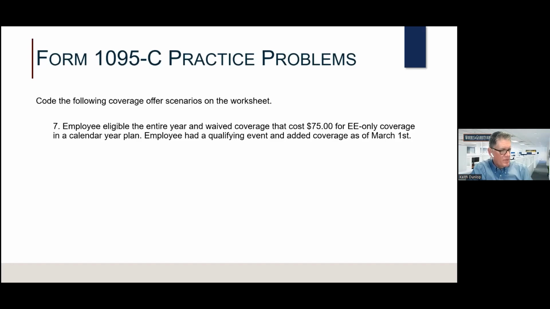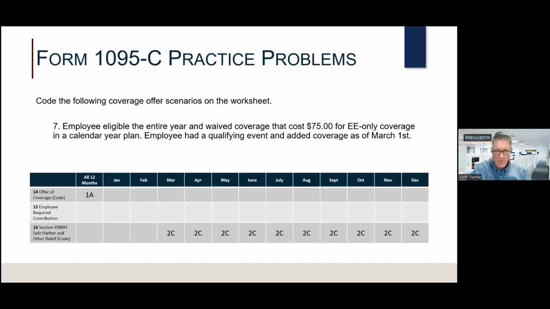Eligible all year, waived coverage, 175. Qualifying event, coverage came on as of March the 1st. Same situation with qualifying offer of coverage, 1A, all 12 months, and then 2C starts up as of March. But again, this could be a totally valid form with that 1A code in the all 12 months box and nothing else on the form.